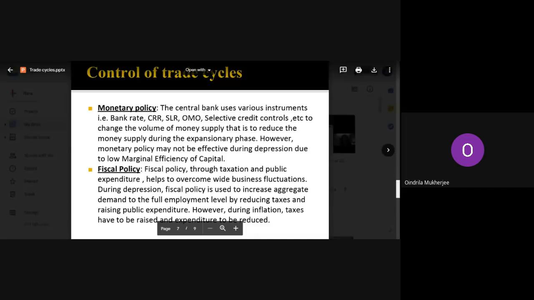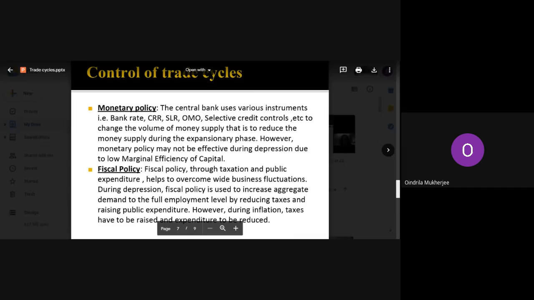Like we have the CRR, the bank rate, open market operations, the repo rate, reverse repo rate, SLR. Interest rates are lowered or increased. All these are monetary policies, implemented by our central bank, that is the RBI.